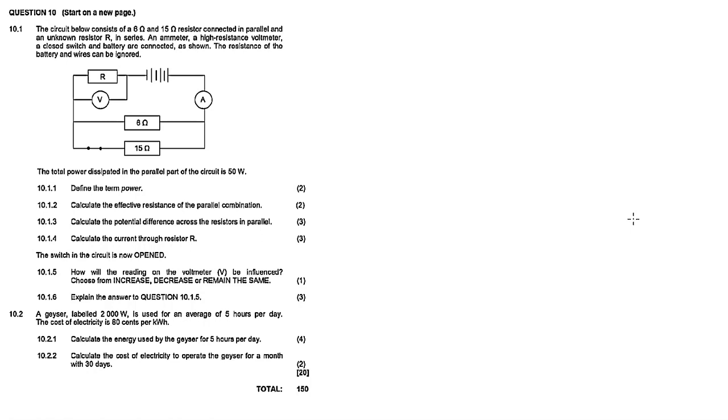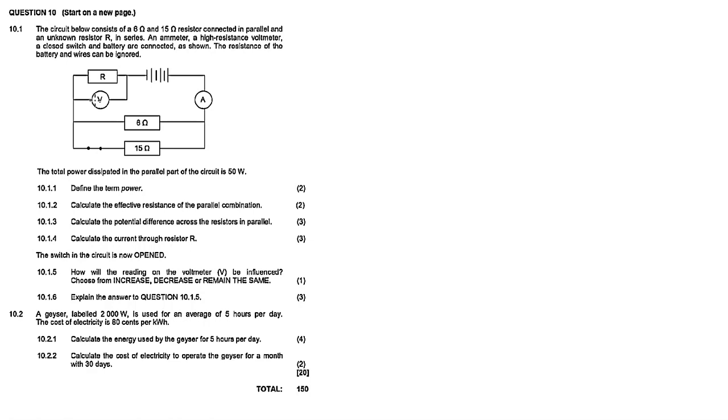So I'm given 3 resistors in this circuit: 6 ohm, 15 ohm, as well as R, which is unknown. We have current through the circuit, a power source, as well as a voltmeter across resistor R. Now 10.1.